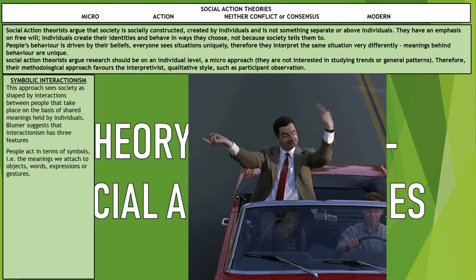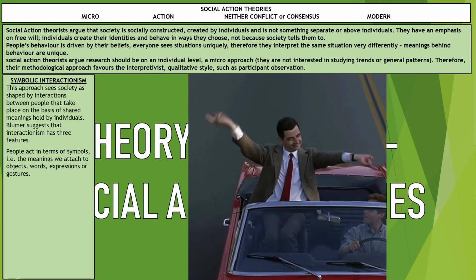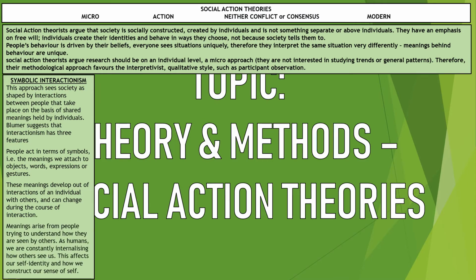First, people act in terms of symbols. So we attach meanings to words, to objects, to expressions, to gestures. These meanings develop out of our interactions, so they can change during an interaction, or an interaction can create a meaning to a symbol that may not be the same as other people, particularly think about that Mr. Bean GIF. And then the meanings arise from people trying to understand how they're seen by others. So humans are constantly internalizing how other people see us, and this is how it shapes our self-identity.